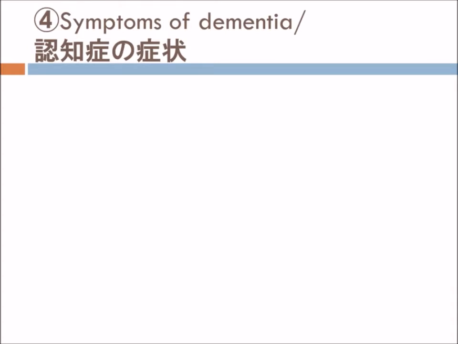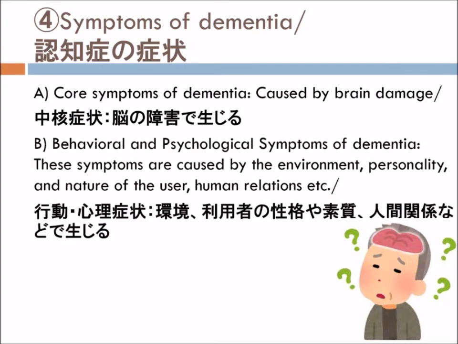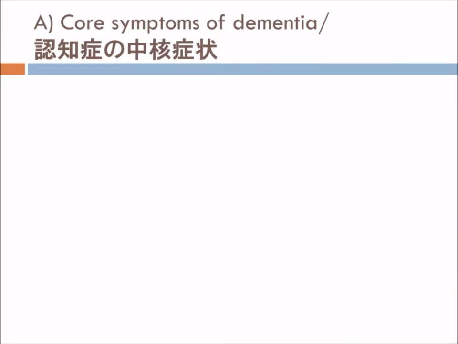4. Symptoms of dementia. Core symptoms of dementia are caused by brain damage. Behavioral and psychological symptoms of dementia are caused by the environment, personality, and nature of the user, human relations, etc. Core symptoms of dementia.